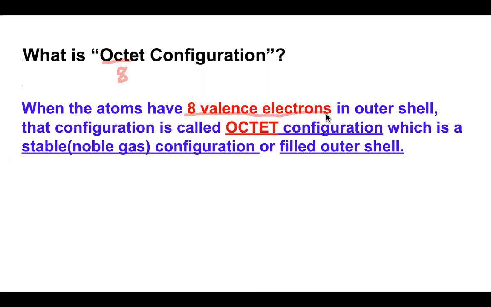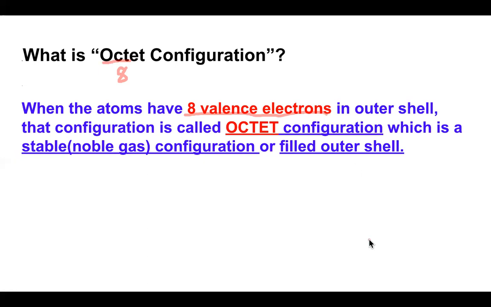So my next question is, every atom would love to become stable, love to become octet configuration. But how? How do they become that? And is there any rule for that? Yes. Just wait for the next slide. I'm going to present the rule, which is also called octet rule.